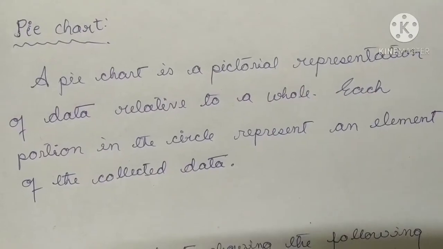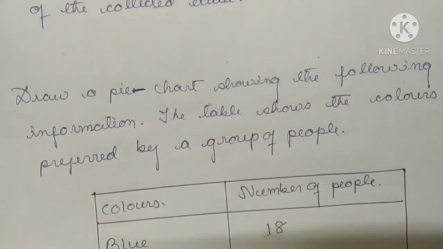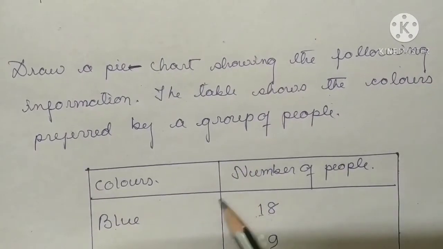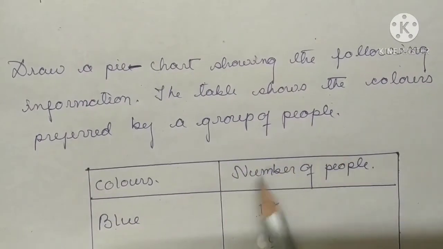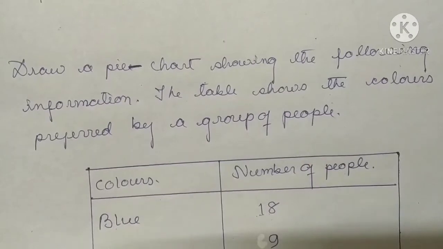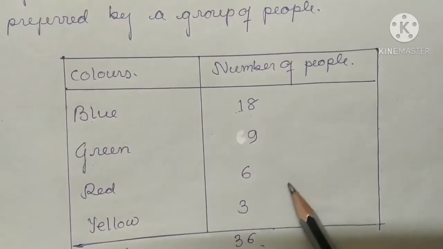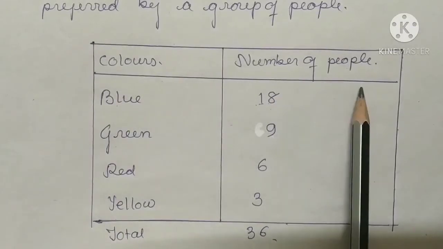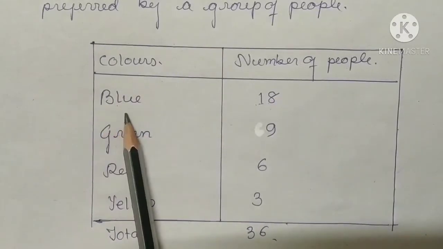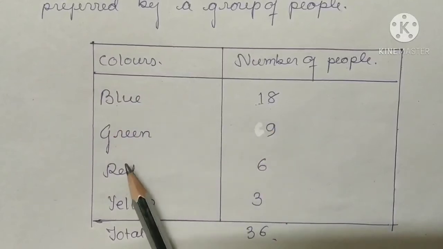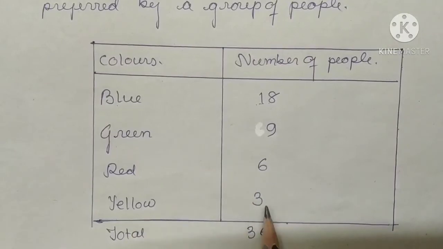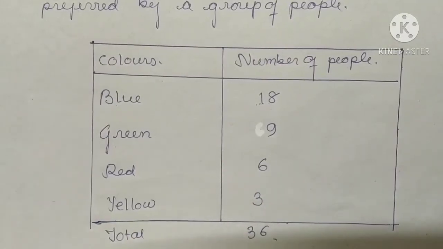So in order to understand the procedure, I am taking a question. The question is, draw a pie chart showing the following information. The table shows the colors preferred by a group of people. Here see what the data is. The colors are given and the number of people. Blue color is preferred by 18 people, green is preferred by 9, red is preferred by 6, yellow is preferred by 3 people. Now we have to construct the pie chart.